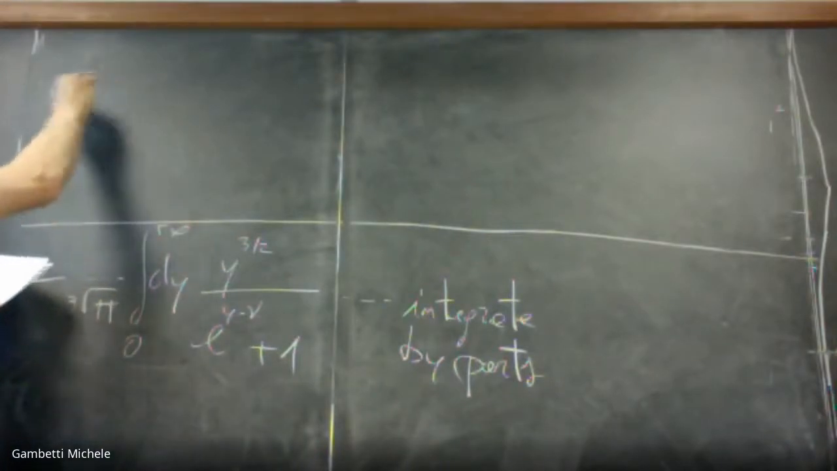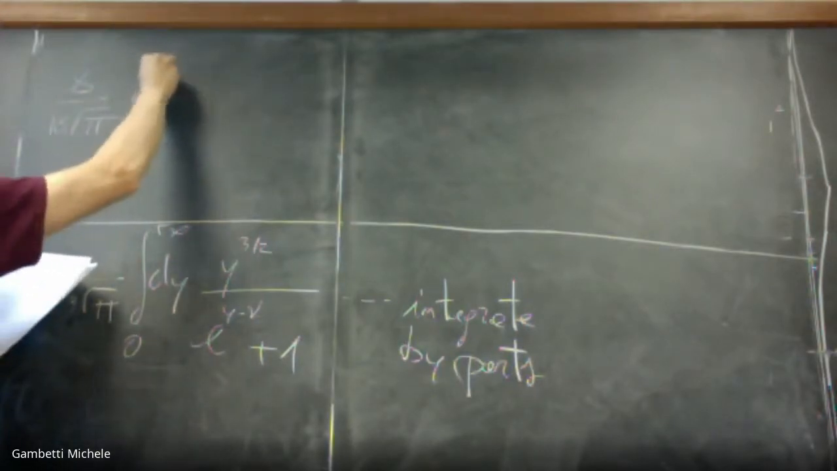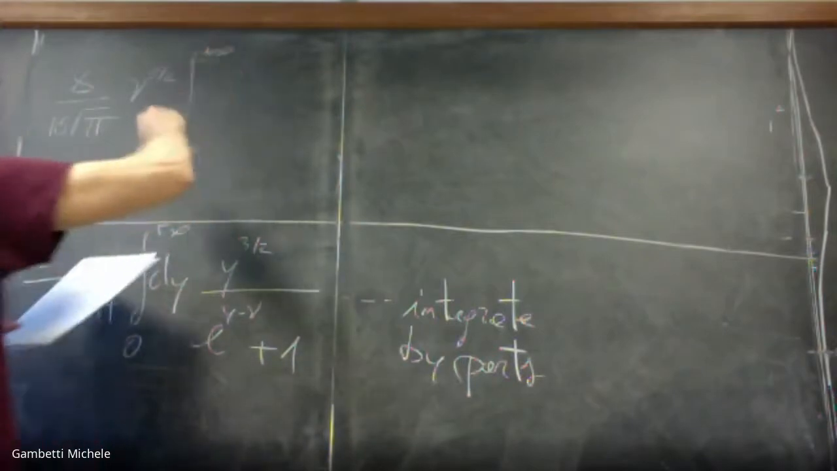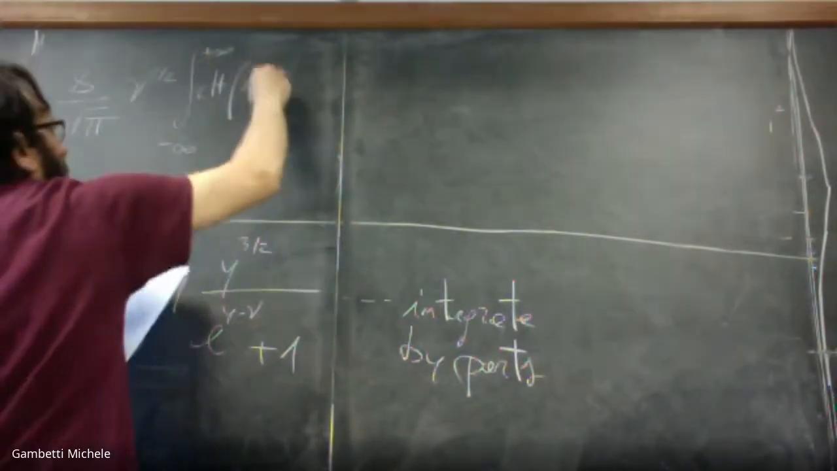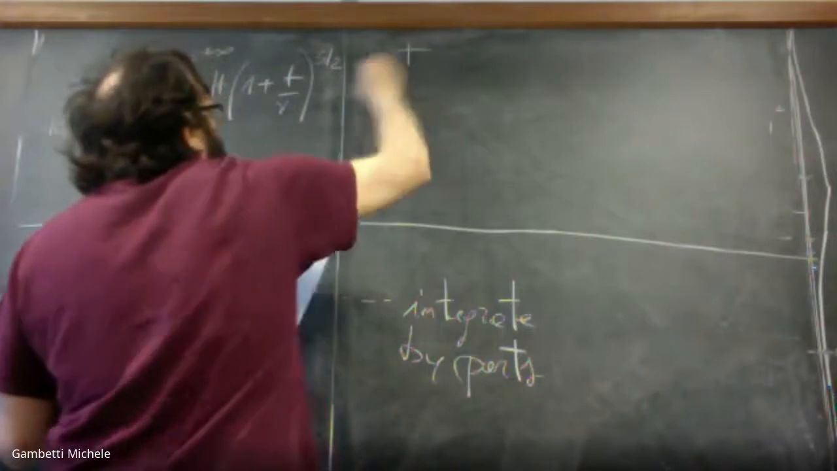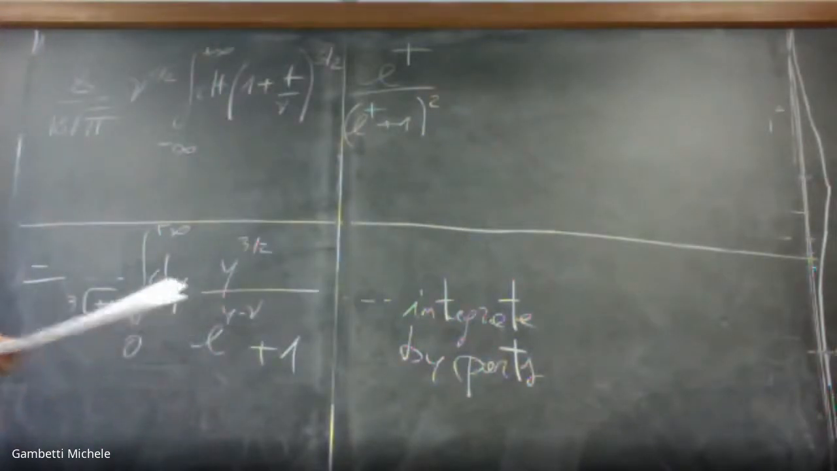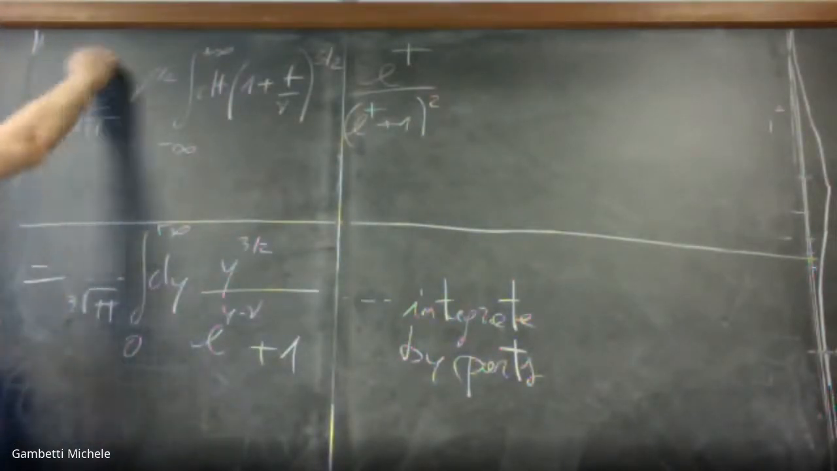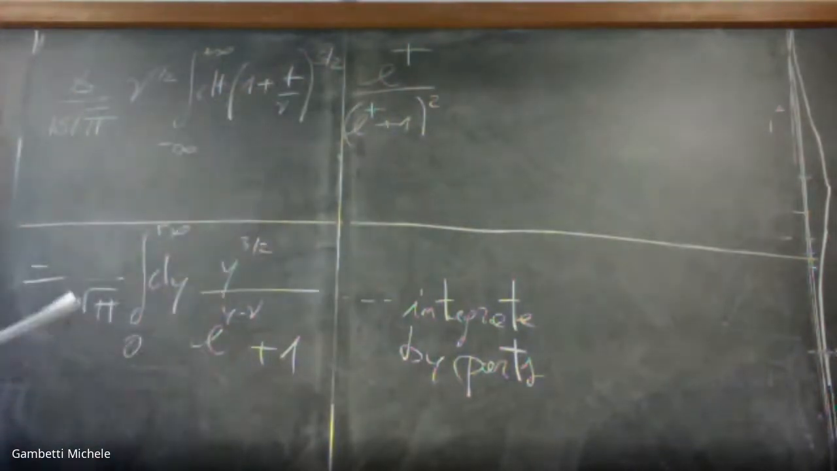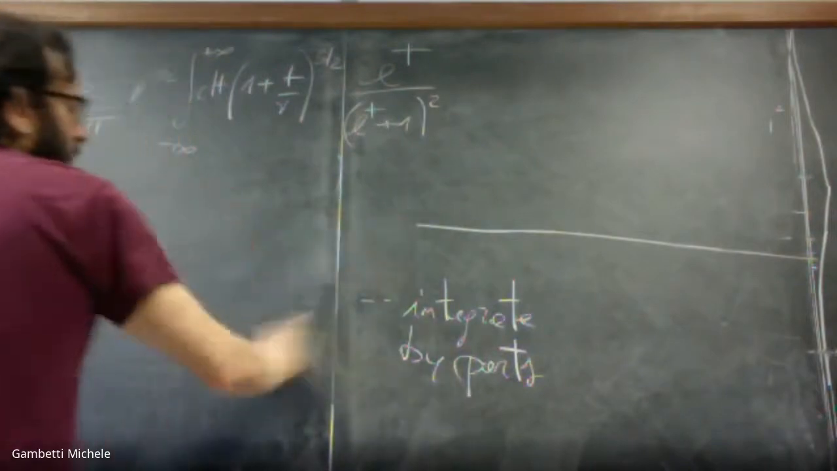Then you get 8 divided by 15 square root of pi, mu, this time to the power of 5/2. Then you get the integral from minus infinity to plus infinity of dt of 1 plus t divided by mu, this time to the power of 5/2, and then you get the exponential of t plus 1 squared. So basically the structure is just the same as before, except for this different numerical factor and the fact that you have here 5/2 instead of 3/2. So you follow the very same procedure.